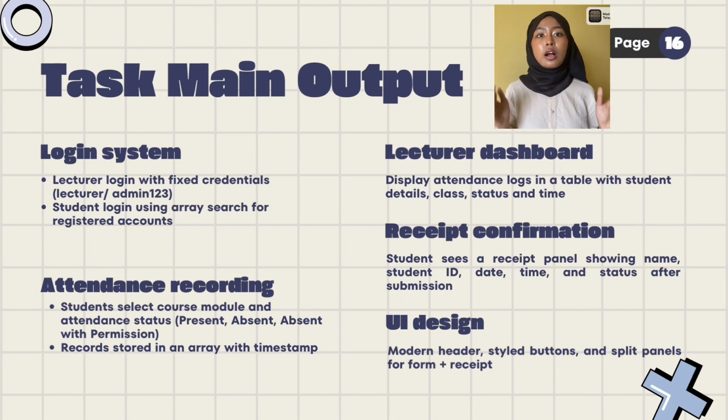Fourth is the receipt confirmation feature. Right after a student submits their attendance, a dedicated receipt panel will instantly appear. It serves as digital proof of submission, showing the student name, student ID, date, time, and final status.